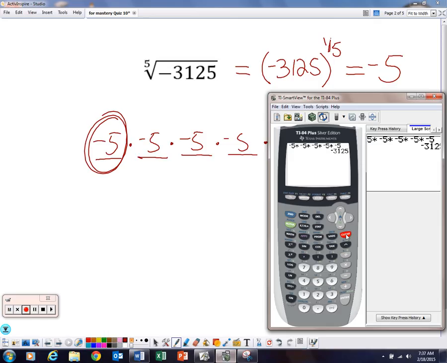If you take your calculator, remember to use parentheses. Type in parentheses negative 3,125, close it. Use your caret key. Again, you need to use parentheses around the exponent. Type in 1/5. And voila, there it is, negative 5. All right, let's keep going.